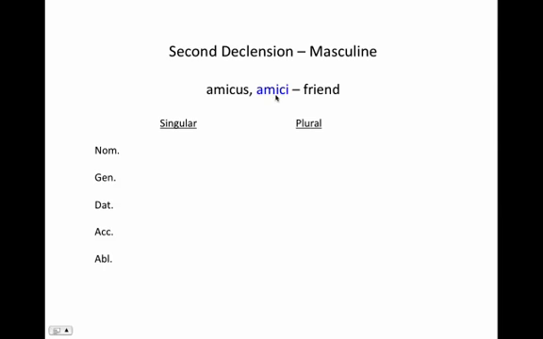And what we do is we go to that and we drop off the I, and that gives us our stem for all of our endings. And as you can see here, written over and over again, our stem is AMIC. And to this, we're going to add our second declension endings, which are brand new, and you're going to have to memorize. So going from singular to plural, we have amicus, amici, amico, amicum, amico, amici, amicorum, amicis, amicos, amicis. And you're going to need to start memorizing these endings.